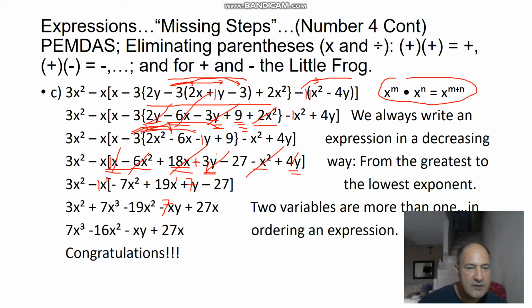And what is the final order? This is the first one because it's the greatest exponent. Do you see it? And then 3 minus 19 is minus 16. We cancel also this, minus 16x squared. And then here, two variables are more than one in ordering an expression. So if we have two variables, the two variables go first. And this is the last one.